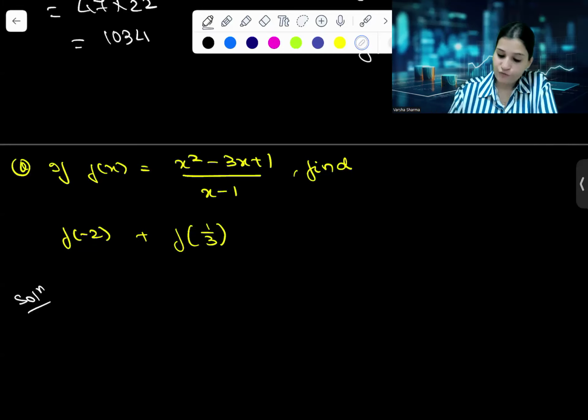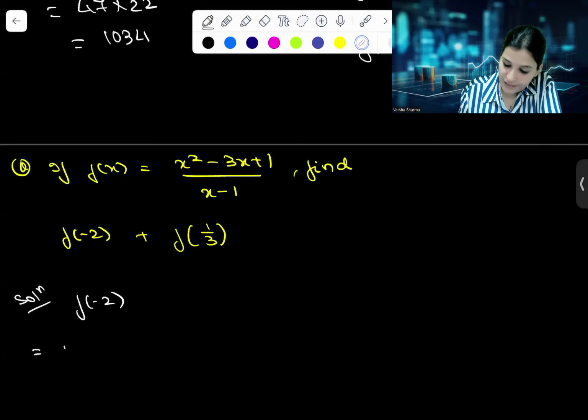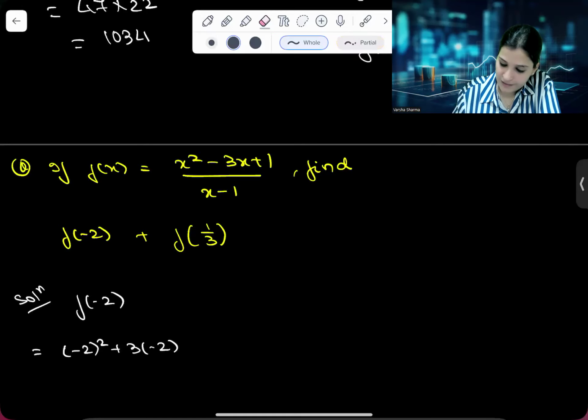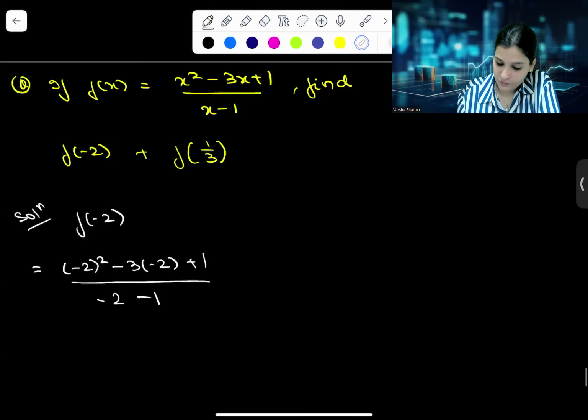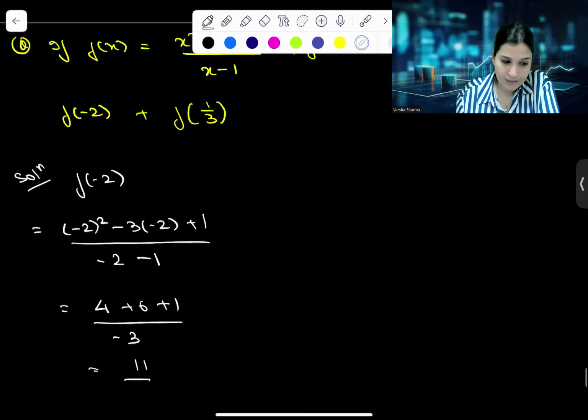Done? So first f of minus 2. So instead of x, put minus 2. So this would be 4 plus 6 plus 1 upon minus 3. So 11 upon minus 3.